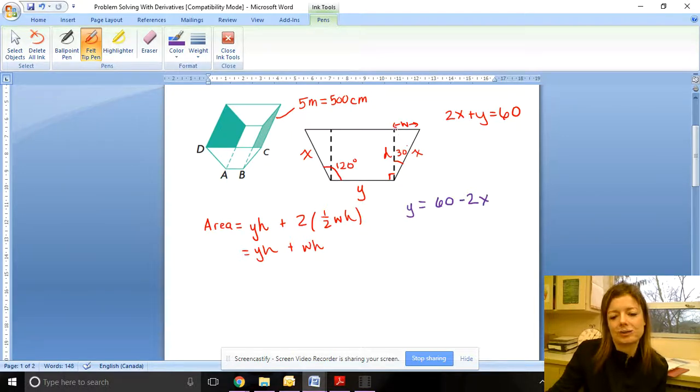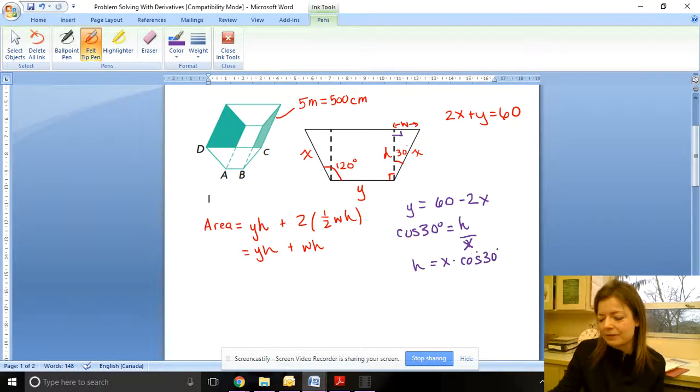Well, this is where we go back to trig. Here we have a right angle triangle where we know that this angle is 30 degrees. So we can say that the cos of 30 degrees is equal to adjacent, so H, over hypotenuse, X. So H is just equal to X times cos of 30 degrees. And we know from our handy dandy special triangles that the cos of 30 degrees is just root 3 over 2. So height can be represented by root 3 over 2 x.